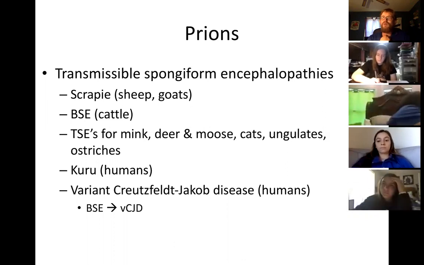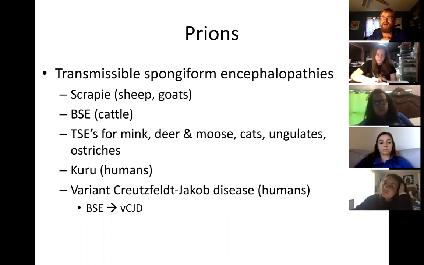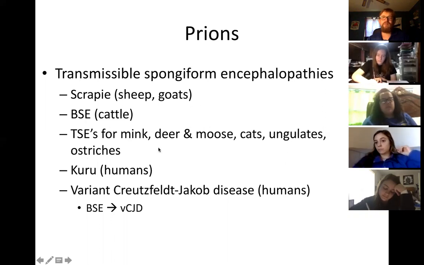So part of the problem was too, farmers didn't want to lose money, and so they would still slaughter these animals for meat. But the most important thing that I mentioned was after slaughter, you had a bunch of leftover cow parts. Those would be ground up and then fed back to the animals as feed. And so it would spread through herds that way. You have prion diseases that affect mink, deer, moose, cats, ungulates, ostriches. And so it's present in a lot of different animals.